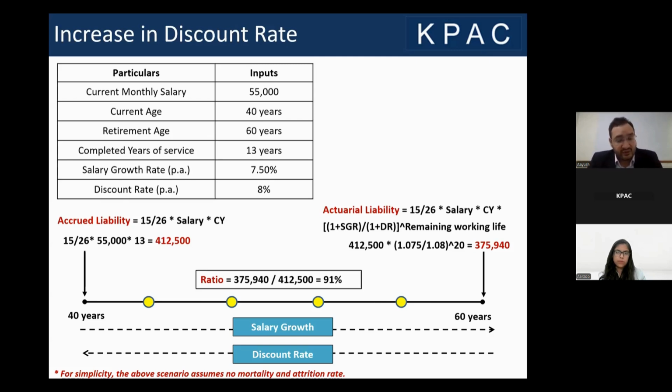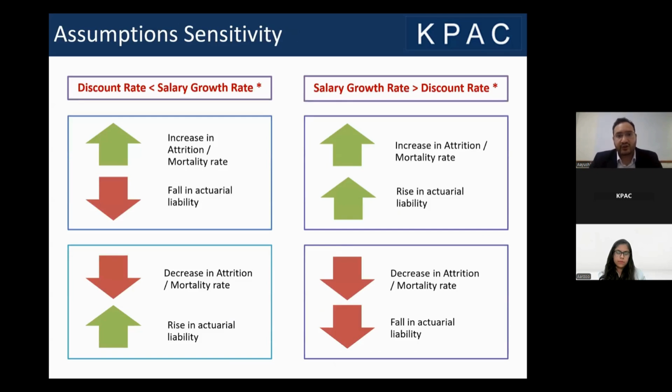Talking about the demographic assumptions in the next slide. As we saw with salary growth rate and discount rate, there was a direct relationship, be it inversely proportional or directly proportional. However, for demographic assumptions, including the attrition rate and mortality rate, the relationship between liability and these assumptions is not direct. It is, on the other hand, dependent on the relationship between salary growth rate and discount rate. So in the general case, when the discount rate is lower than the salary growth rate, an increase in the attrition or mortality rate will result in a fall in liability.